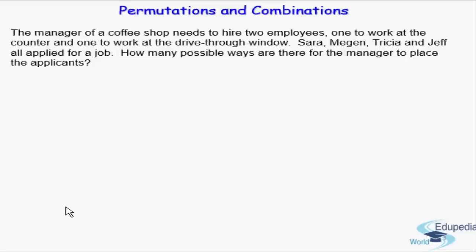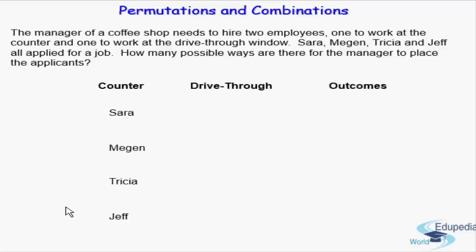How many possible ways are there for the manager to place the applicants? So we have altogether 4 applicants. So what do we do? Rather than just thinking of what we do, we make basically a chart so that we try to understand which employee we can fit where, and which can be used at the counter and the drive-thru. So we need 2 employees over here.